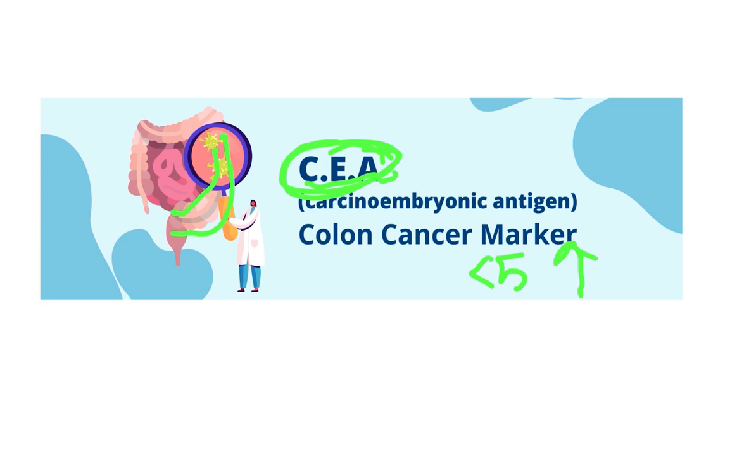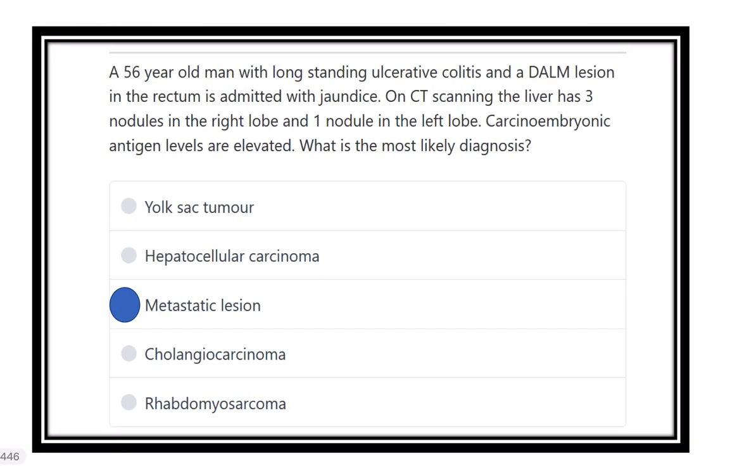It may be 15, 20, 30 or more, it may even be 100 or more than 100. So the carcinoembryonic antigen is normally present in the bowel or colonic epithelium, but it is less than 5. But in the case of carcinoma, it is very increased. So the answer is metastatic lesion.